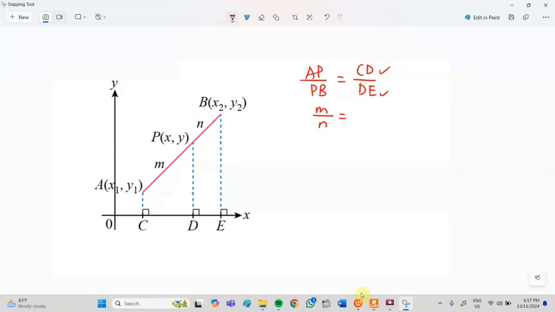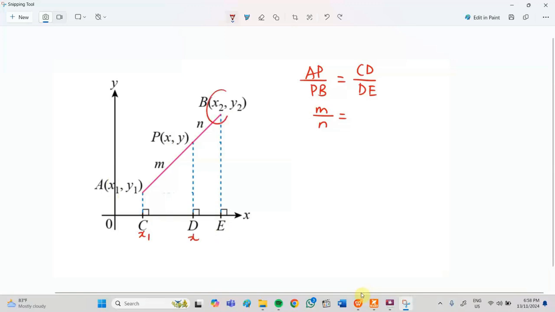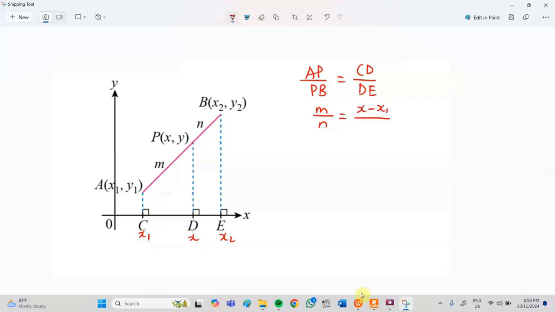But how about CD to DE? If you want to find the length of CD, we can refer to the x coordinate, or the x value, for these 3 points here. For C, the value is x1. D is x. E is x2. So to find the length of CD, we take x minus x1. Whereas for ED or DE, you can take x2 minus x.